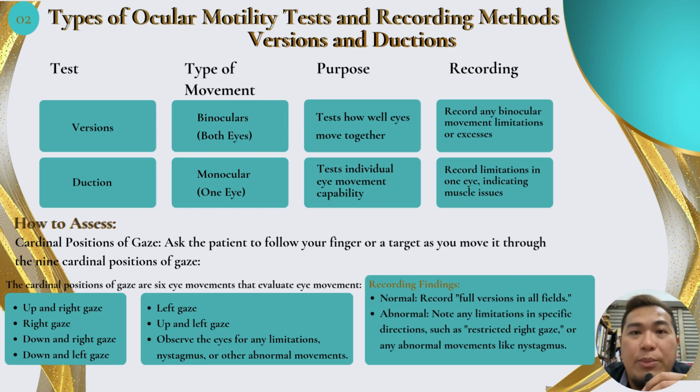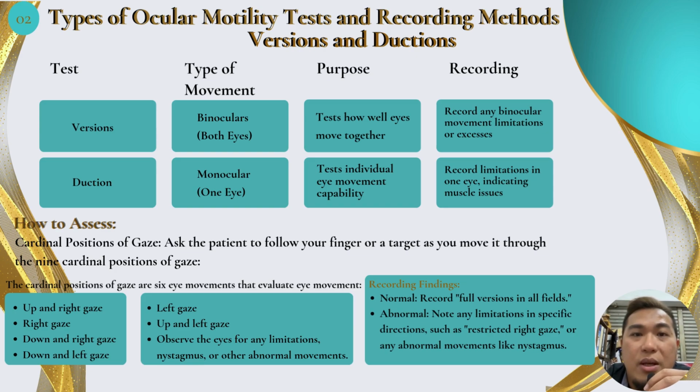Version tests the binocular movement of both eyes, meaning we are looking at how well both eyes move together in the same direction. The purpose of version is to check if the extraocular muscles are working in unison to produce coordinated movement across different directions. For the procedure in this test, the examiner asks the patient to follow a target moving up, down, left, right, and diagonally. Both eyes should ideally track together in the same direction without any lag or delay.